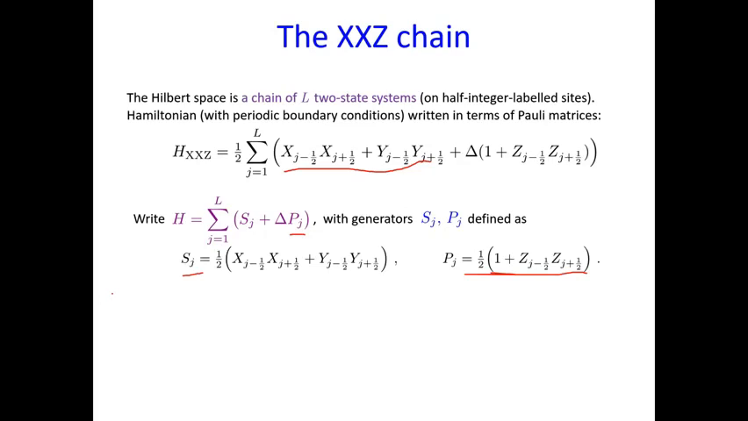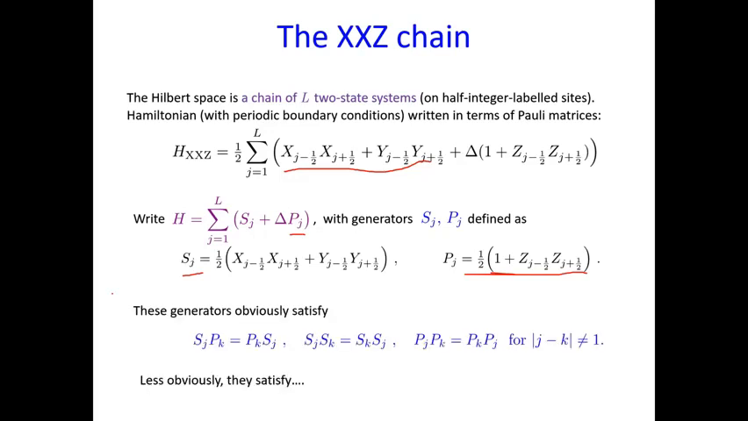I mentioned with Temperley-Lieb that they showed these things satisfy some algebra. This isn't their algebra, it's a different algebra. So first we can look at the algebra. There's a trivial one: if they're far enough apart, they commute with each other. That's completely obvious. But less obviously, you can ask what happens when they're on the same index j. S_j and P_j at the same site commute with each other.